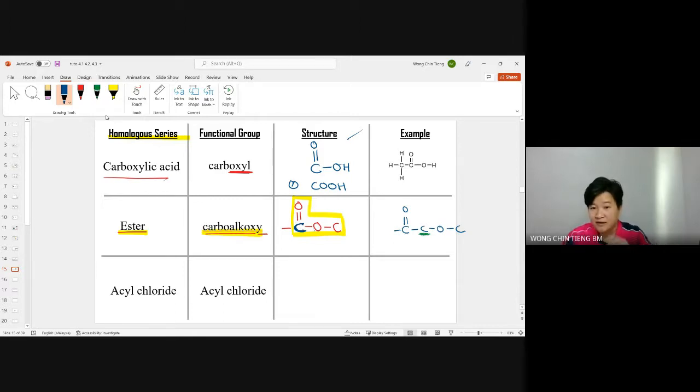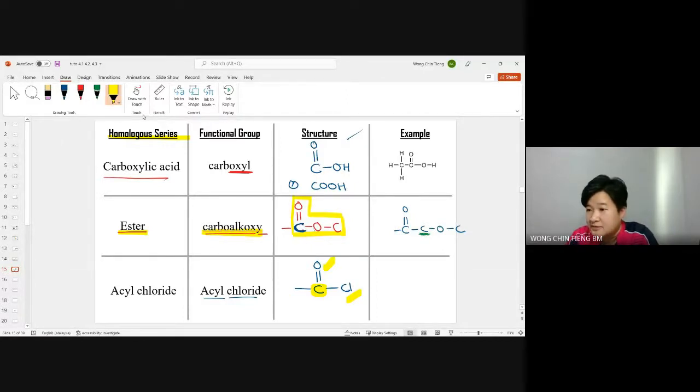Okay? Alright? Sama juga di bawah asil chloride, dua perkataan. Asil chloride is C double bond OCl. Alright? Hanya Cl, tak ada asil lain. Hanya Cl. Perasan tak? Carbon yang sama pegang double bond O, carbon yang sama pegang Cl.